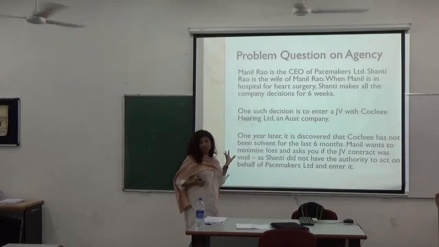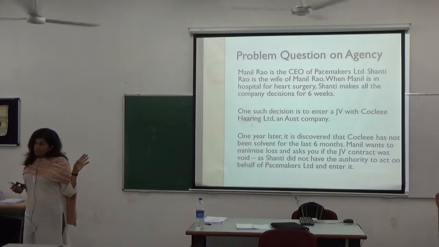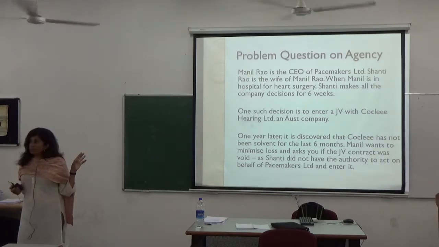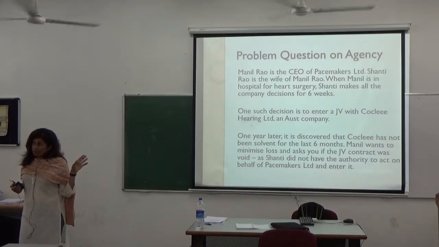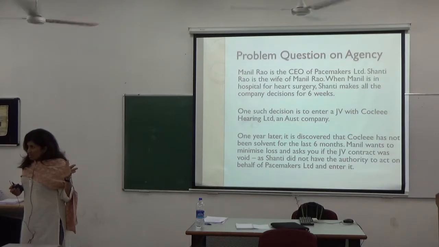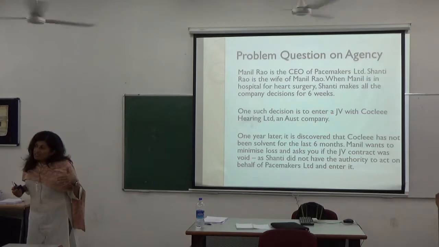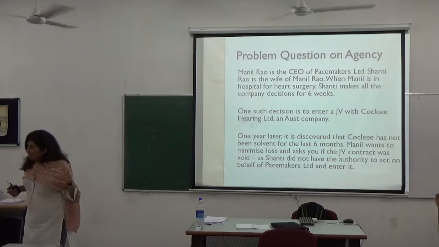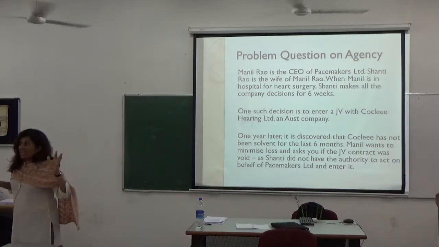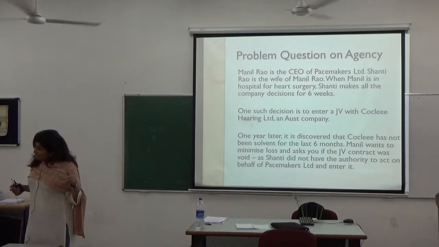Let me just change the facts slightly to bring out a point and try to get you to crystallize your view. Let's say that Shanti is actually Manil's mistress and no one knows about her. She's actually a spurned mistress. She's not his current lover. She comes in to the office and takes over. Or she hacks his account and takes over. Is the company liable?